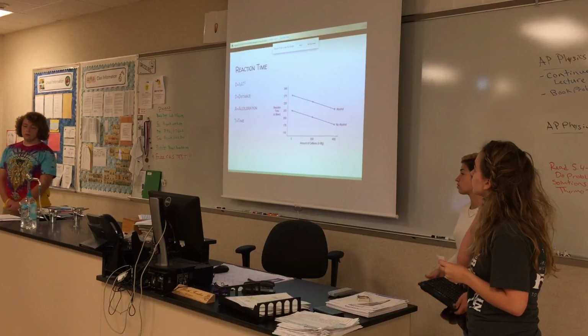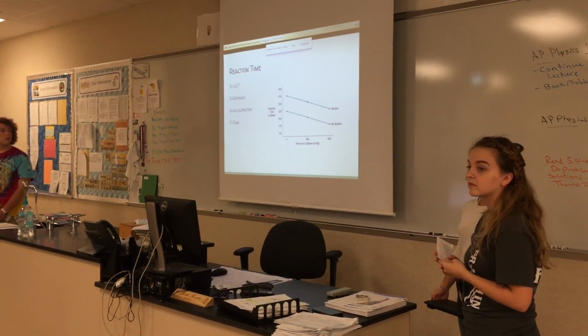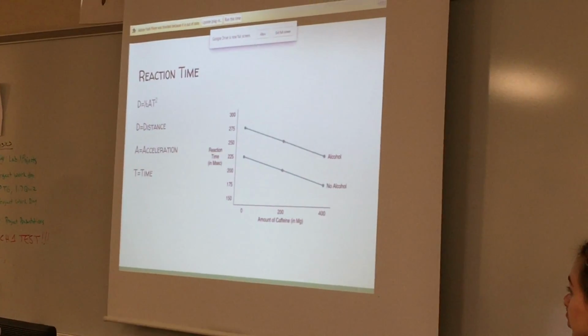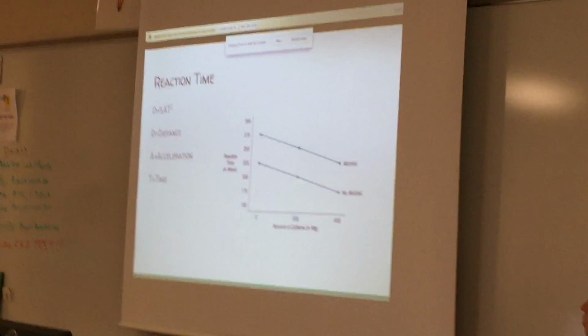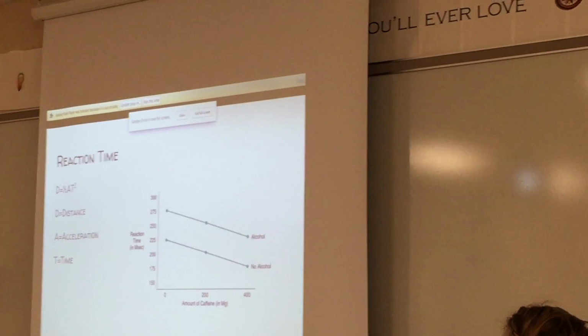And then this is the formula for reaction time. Distance equals 1/2 times the acceleration times time squared. And that's a graph right there. It shows that the more caffeine you have in your system, the more it will speed up your reaction time, and alcohol will slow it down.